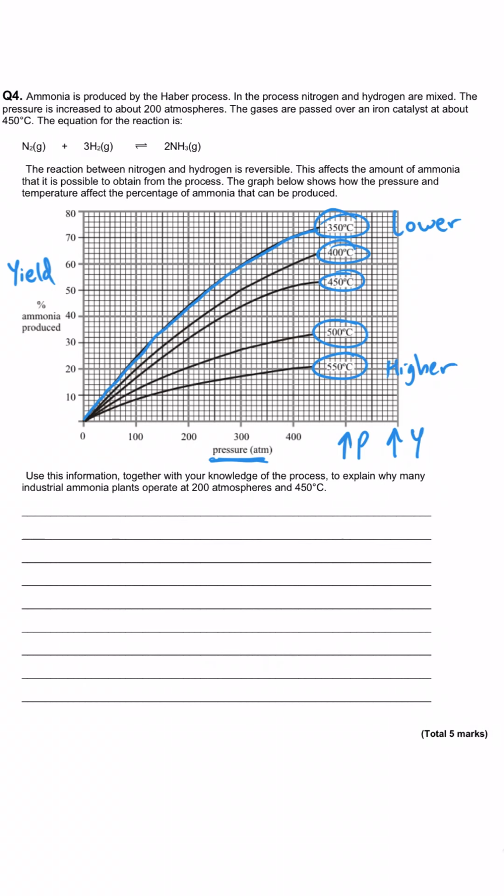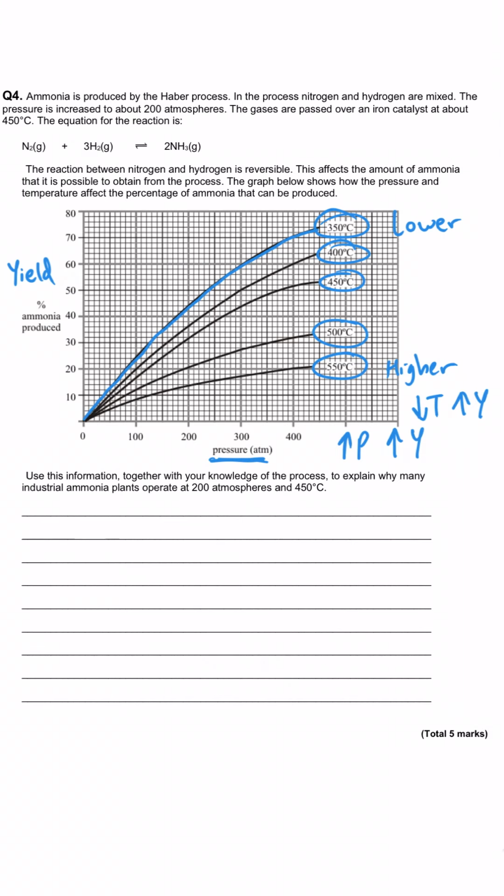And what are they showing us? Well, if the lower temperature is at the top, that is telling us that decreasing the temperature is increasing the yield, because the higher temperature, 550, is the lowest down. If we scroll to the left, we see we're about 20% yield, whereas the lower temperature, 350, is 70 plus. We can be more precise when we get into the question if necessary.